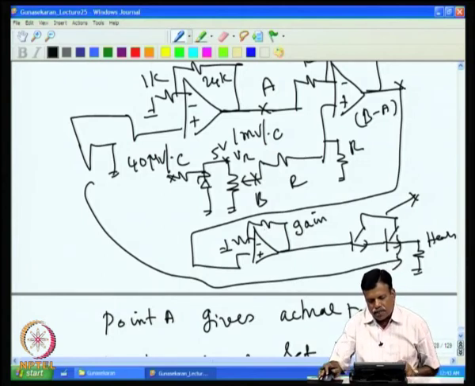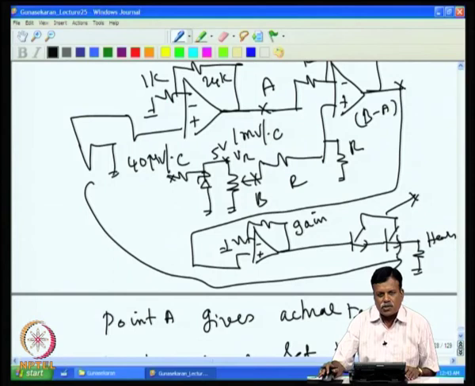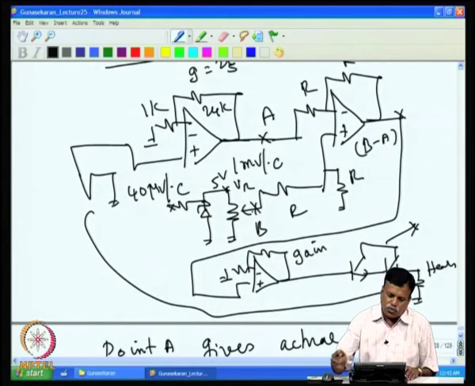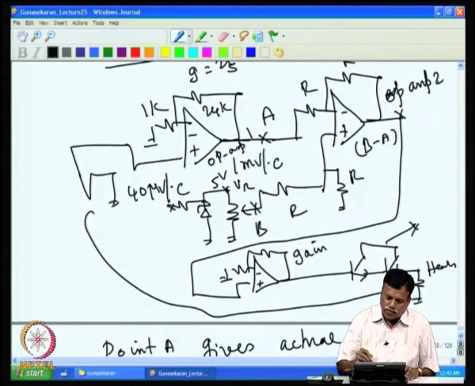Now, let us try to find what errors are associated with this circuit. If we say the stage 1, I will take that as op amp 1, this is op amp 2, and then op amp 3.